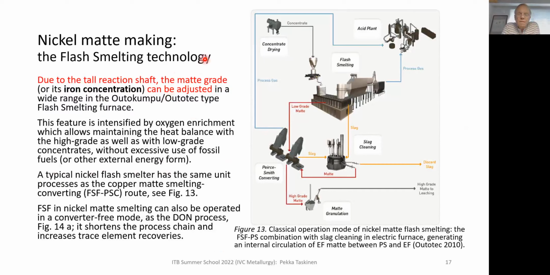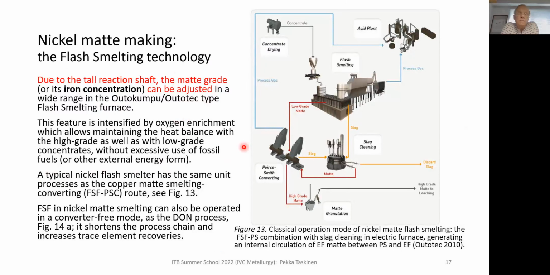So I said earlier that this problem of high MgO concentrates has been at least partly solved in recent years. I meant a new nickel smelting technology, which I will tell within a couple of minutes.